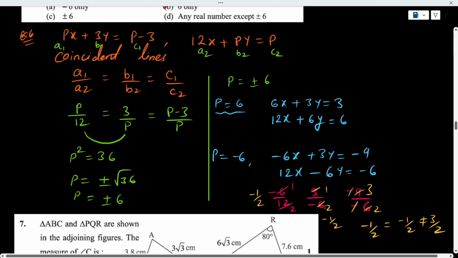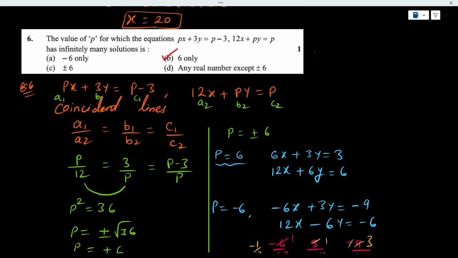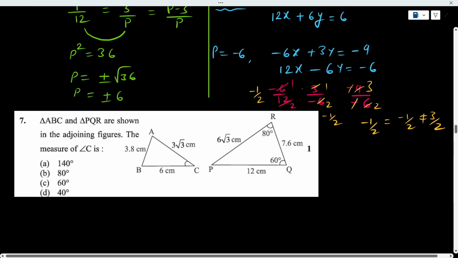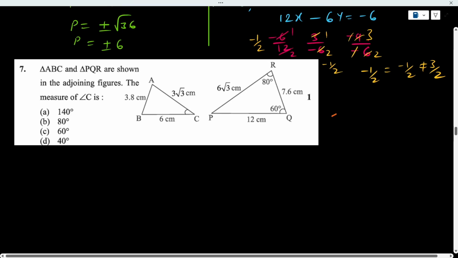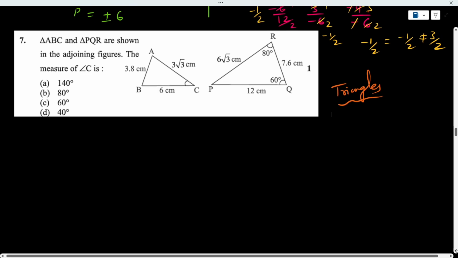Next question. So this question was your linear equation in two variables, right? Now the next question we will see is based on triangles. Whenever you have triangles in grade 10, you are going to have similarity of triangles, right? Or sometimes congruency is given, but most of the questions are based on similarity or BPT, right? So here, what is given? Question number 7: triangle ABC and triangle PQR are shown in the adjoining figure. The measure of angle C.